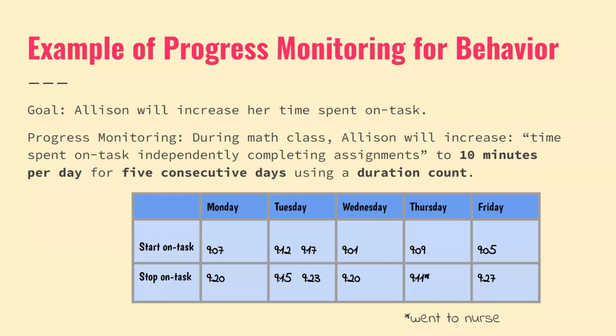Wednesday seems to be a good day. She was able to stay on task. Thursday, she was only briefly on task, and then there is a star and a notation that she went to the nurse. And then Friday was another decent day of being on task. Now, the note on Thursday about leaving to go to the nurse is important information for progress monitoring, as well as the attendance information on the last slide, because that could certainly skew progress monitoring data.